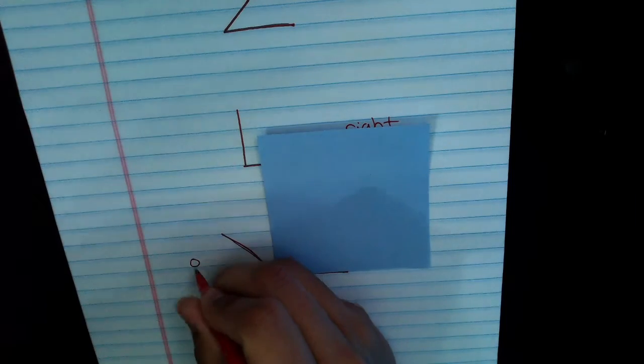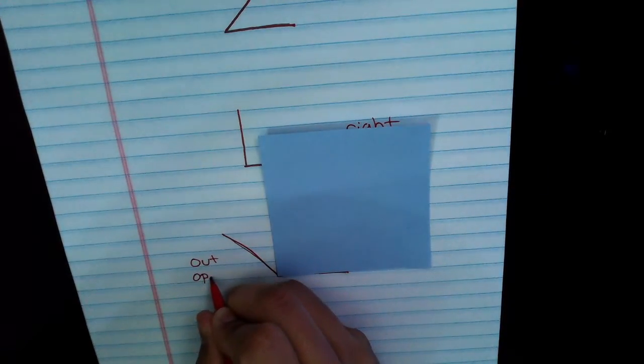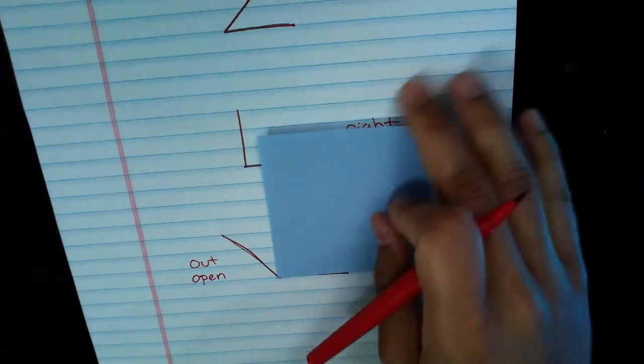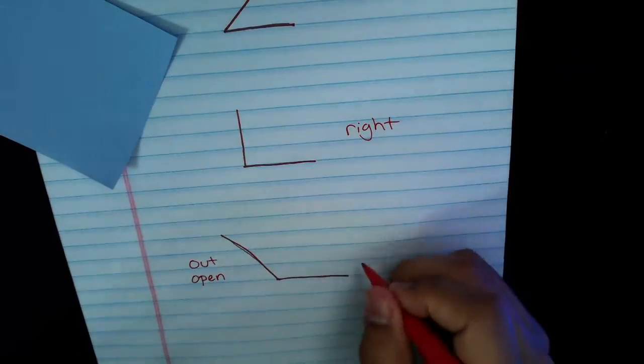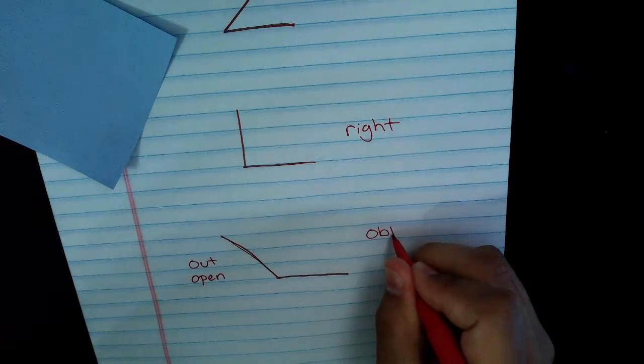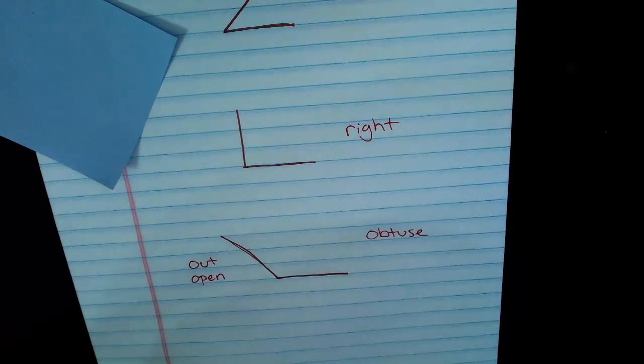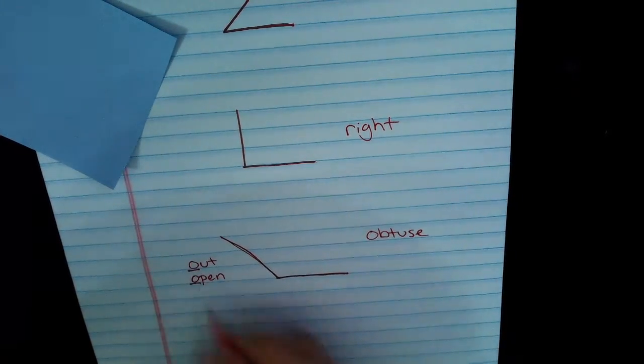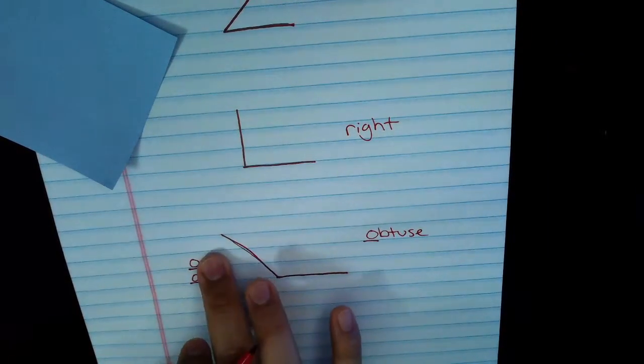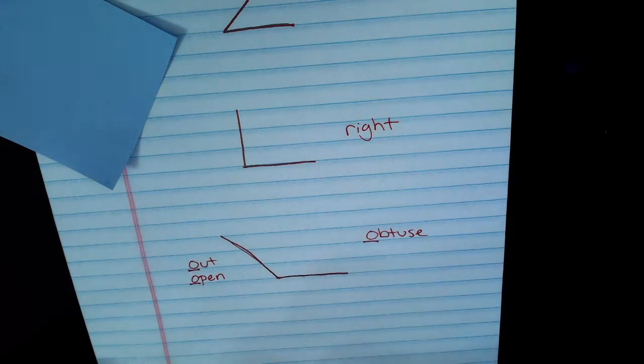So if it sticks out or if there's a big open space, then that means you have an obtuse angle. And look, they all start with O. Out, open, obtuse.